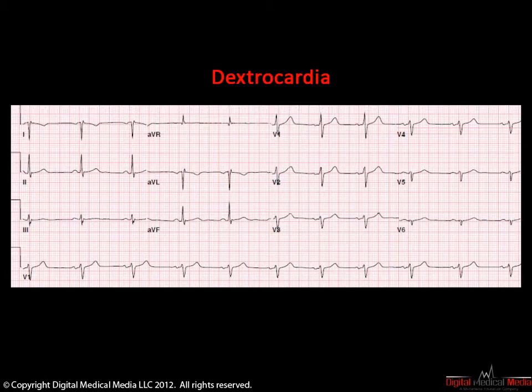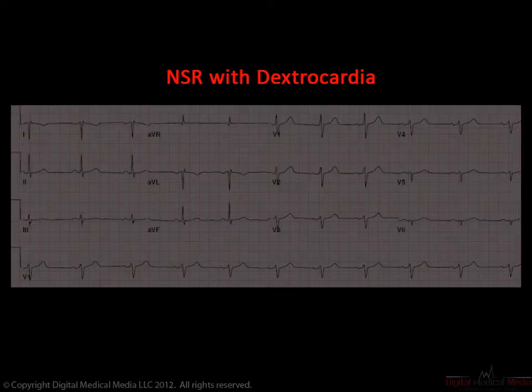This is dextrocardia. This patient was born with the heart formed as a mirror image of the normal placement, so that the apex points not towards the left, but towards the right. The correct interpretation of this 12 lead would be normal sinus rhythm with dextrocardia.